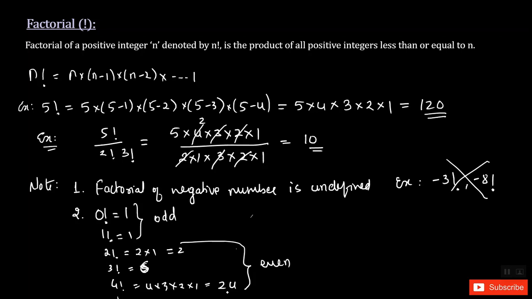But in a question, remember, if they say the value of the factorial is an odd number, it means they are talking about 0 factorial or 1 factorial. And if they say the value of n factorial is an even number, then that number may be any number, starting with 2: 2, 3, 4, 5, 6, 7, any. Because the result is always going to be even, right? Let's see.